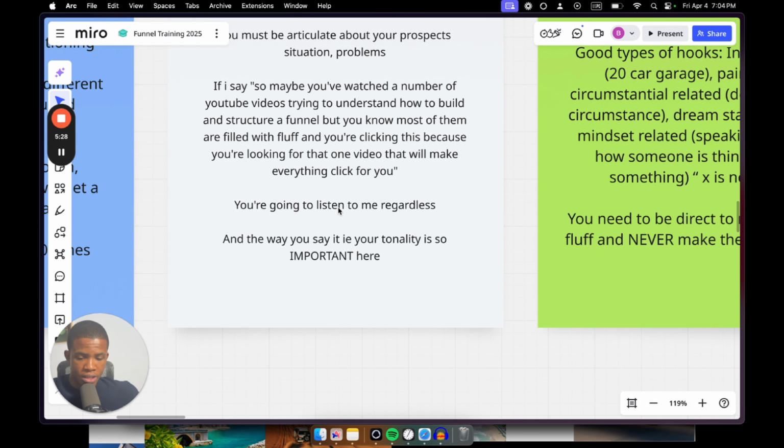So the way you say this is also very important. Your tonality, the way you express it is very important. That's also going to affect the way people respond to that ad.